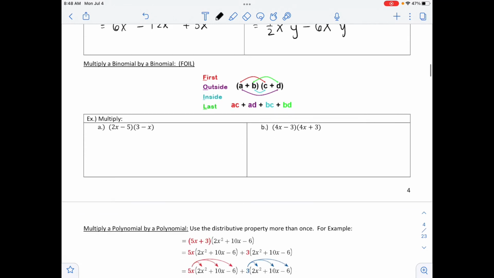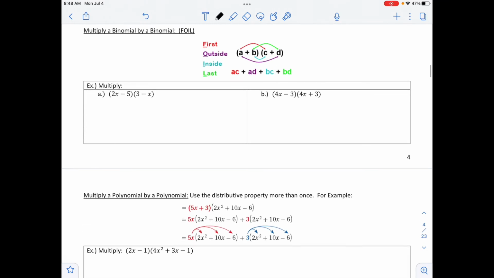The next topic that we have on here is multiplying a binomial by a binomial, so 2 terms by 2 terms. A lot of times in an algebra class, they will also call this FOIL. It uses first, outer, inner, and last, which is symbolized down here in the diagram. The example right below says to multiply.